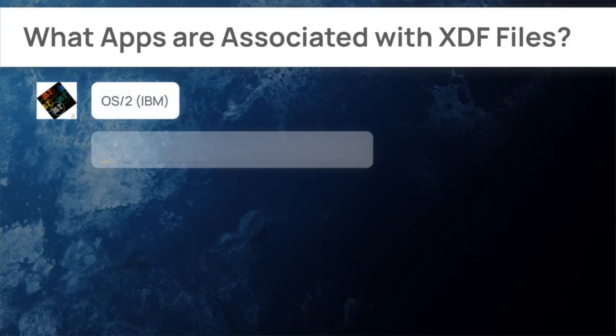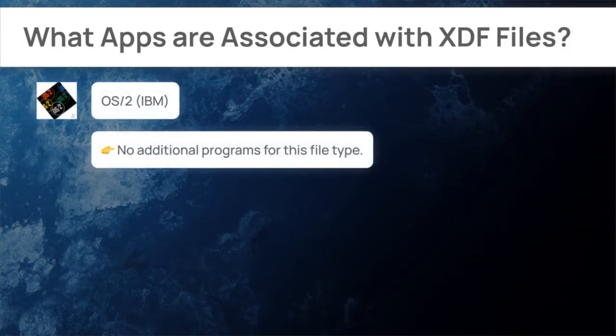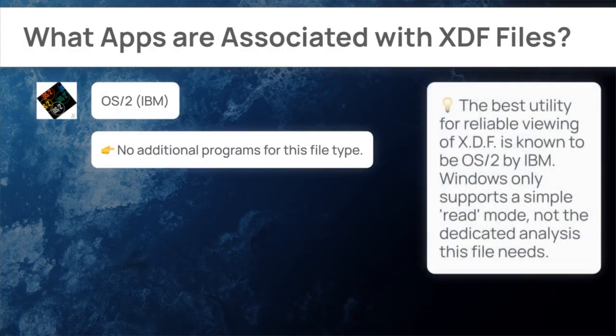The standard opener for XDF is known to be OS2 developed by IBM. The file's loose formatting rules mean Windows cannot validate its structure. Windows shows limited internal detail, so proper reading depends on the program designed for that format.